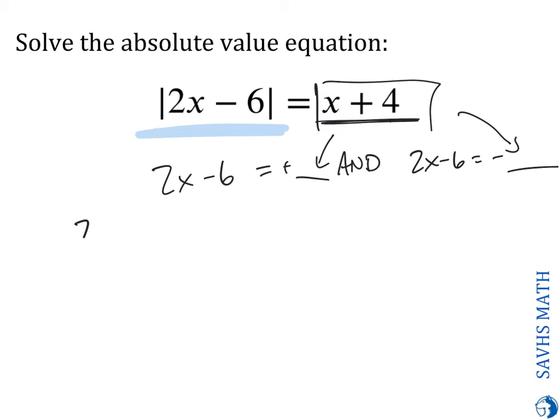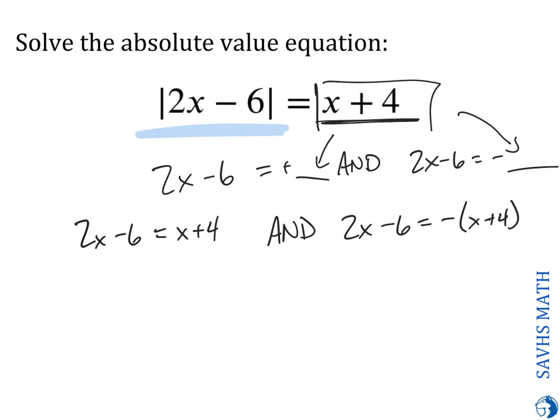So I'm going to rewrite 2x minus 6 is equal to x plus 4 was the first one. And then the other one was 2x minus 6 is equal to the negative version, negative x plus 4. You can take this negative and distribute it through here. That's fine. So then we would end up with that. Okay, these are both equations that you know how to solve. You will get answers when you finish this problem.